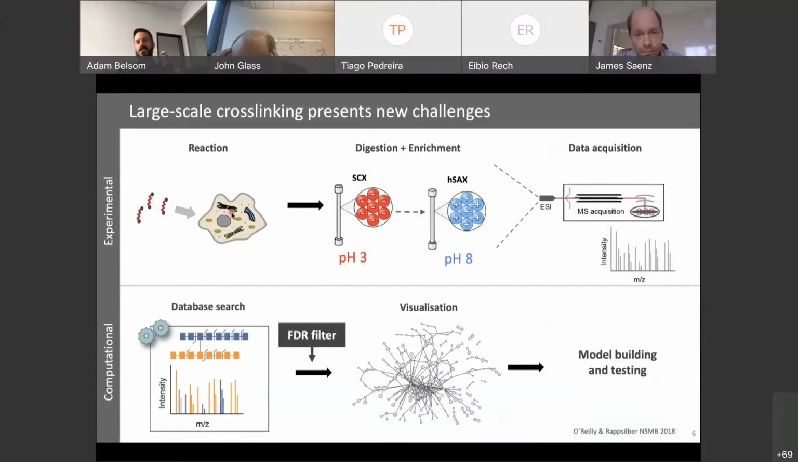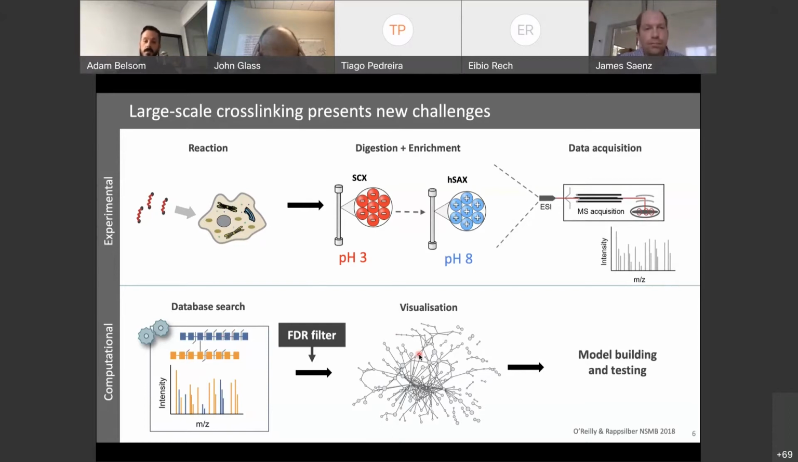One of the challenges is actually getting cross-linkers to enter the cell. Then, because of the complexity, and also the low abundance of cross-linked peptides that you're interested in, you need to employ some fractionation to simplify your analyte. Obviously the database search also becomes more difficult when you increase the number of proteins. And then there is the visualization: how do you display these networks?